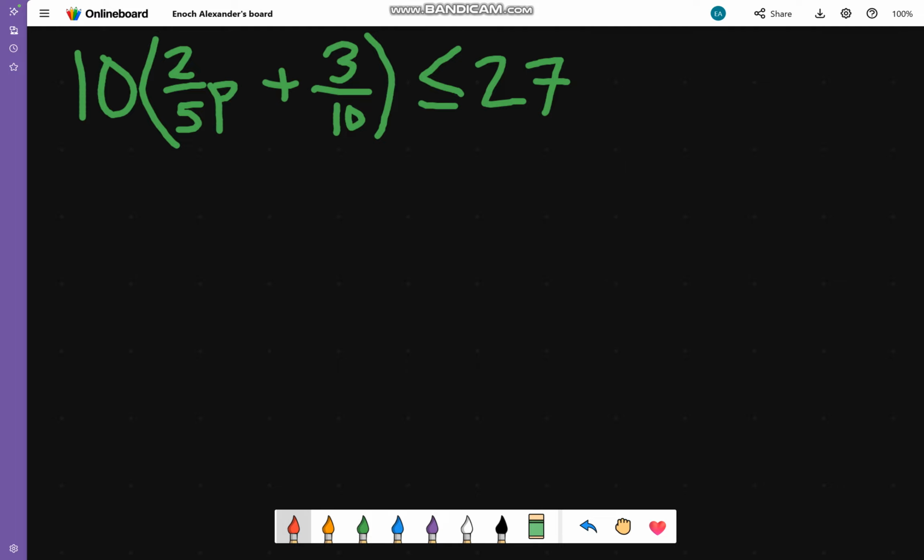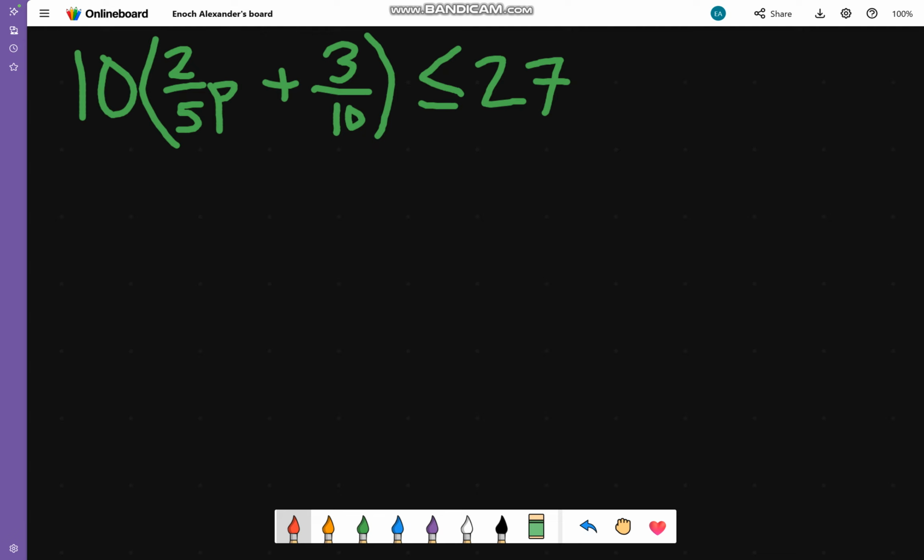So in this video, we will go over how to solve a multi-step inequality that has fractional coefficients along with fractions. So what we must do first in this multi-step inequality is get rid of the parentheses. The way that we get rid of the parentheses is we distribute the 10.